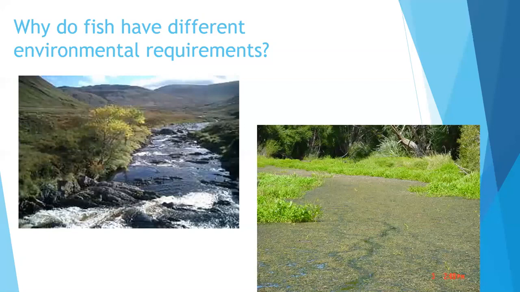You wouldn't take a 3 or 4 pound tench or a carp out of the weedy pond on the right and chuck it into the upland hill stream on the left and expect it to do particularly well. And likewise, you wouldn't take a brown trout or a salmon or a bullhead from the upper reaches here and put it into the farm pond. That's not their environment, and they're not going to do particularly well. So it's just about making sure the environments are right for the species of fish that you're stocking.